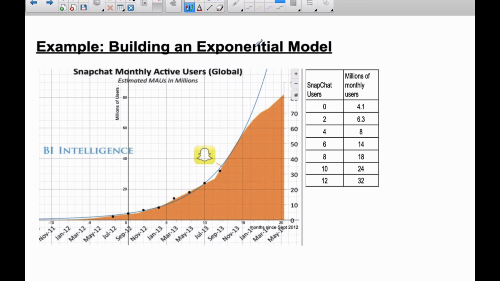Okay, so we're going to look at exponential models, and we're going to build a model of monthly Snapchat users, since their beginning up until the end of 2013. And we're going to do it two different methods. The first method we're going to look at is we're going to utilize the idea that each time we move from one value to the next, we're always multiplying by a constant ratio each time.